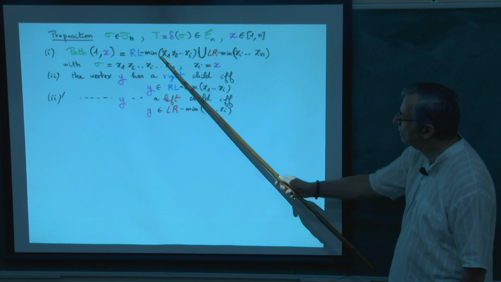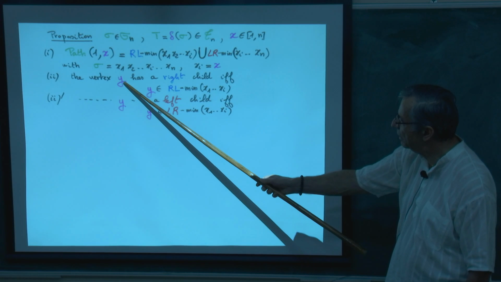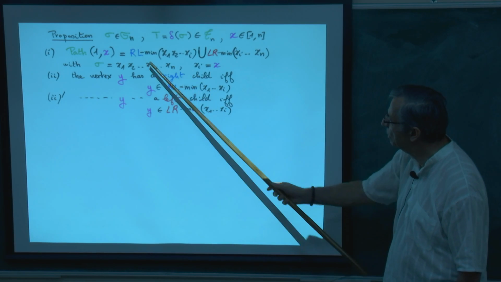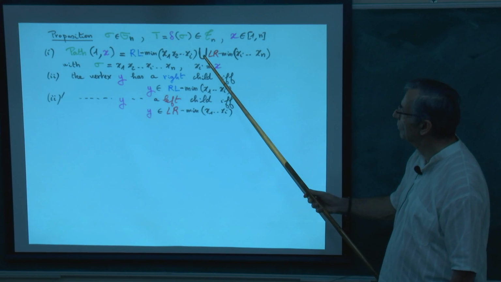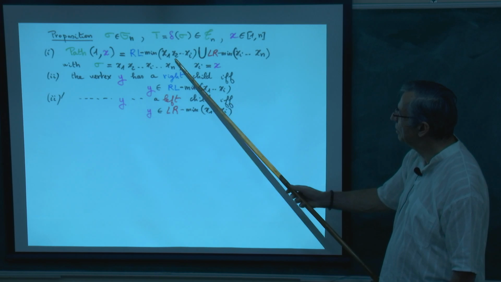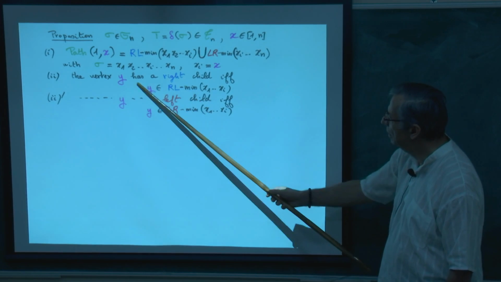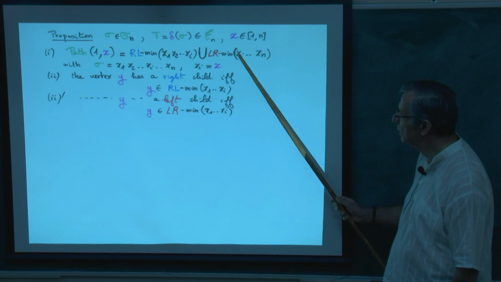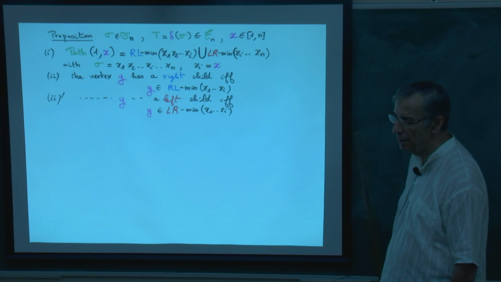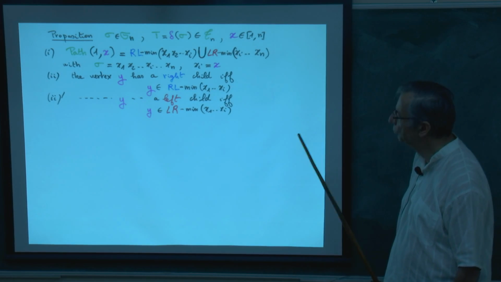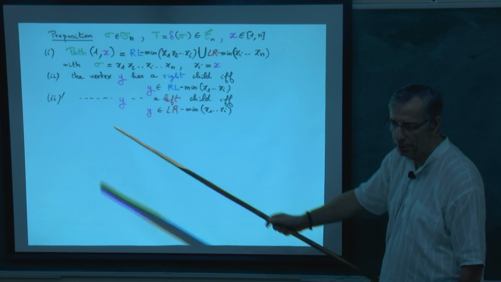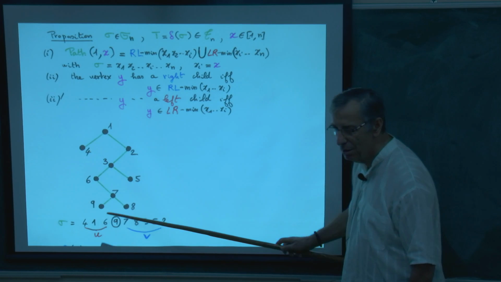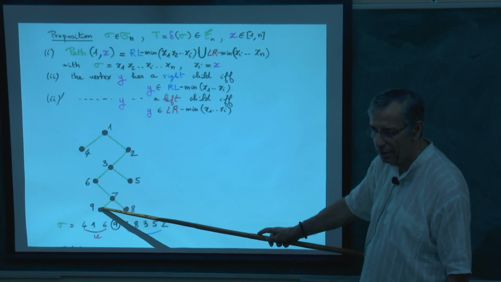So I claim that the path is this, and I claim more: if you take any vertex y in the path, then I can characterize it, because these two sets are disjoint except at the intersection x. If y has a right child, if and only if it belongs to this set, and if it belongs to this other set, it has a left child. So I can completely characterize the right child and left child. I can characterize all the values between 1 and x. And here I put the particular case x equal n. This is going to be a particular case for the analysis of what we want to do.